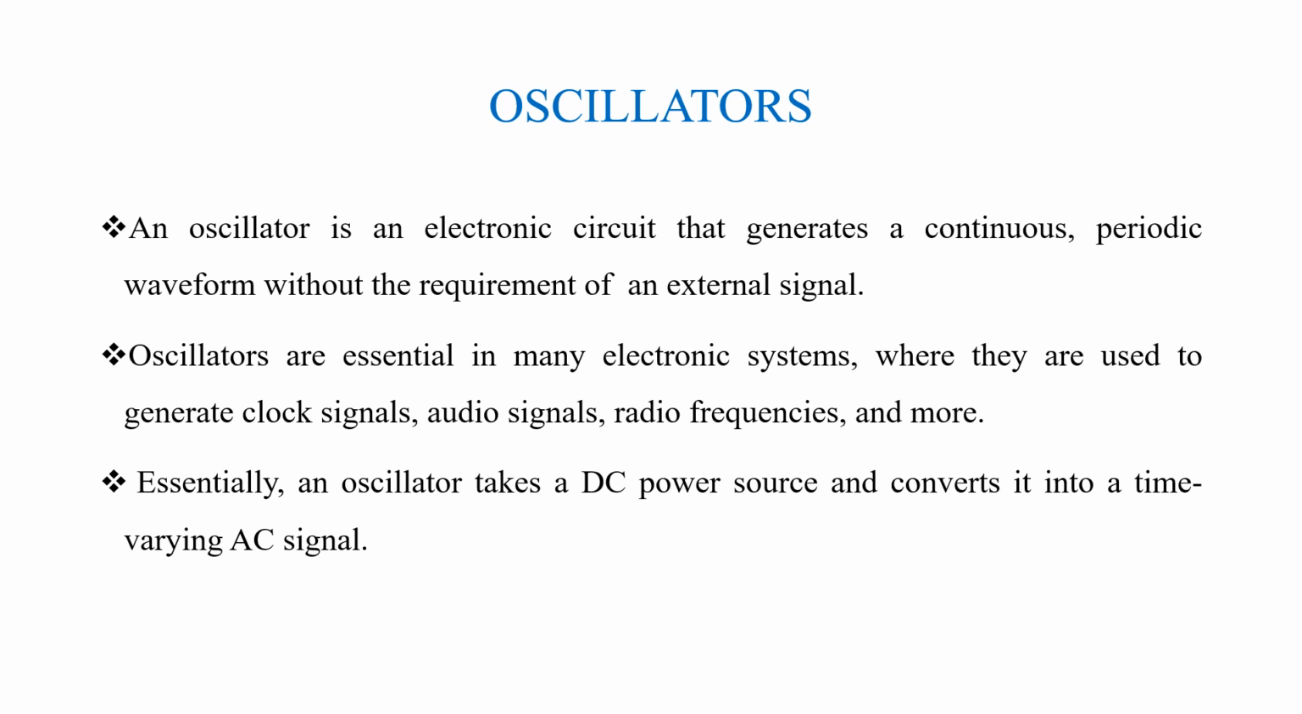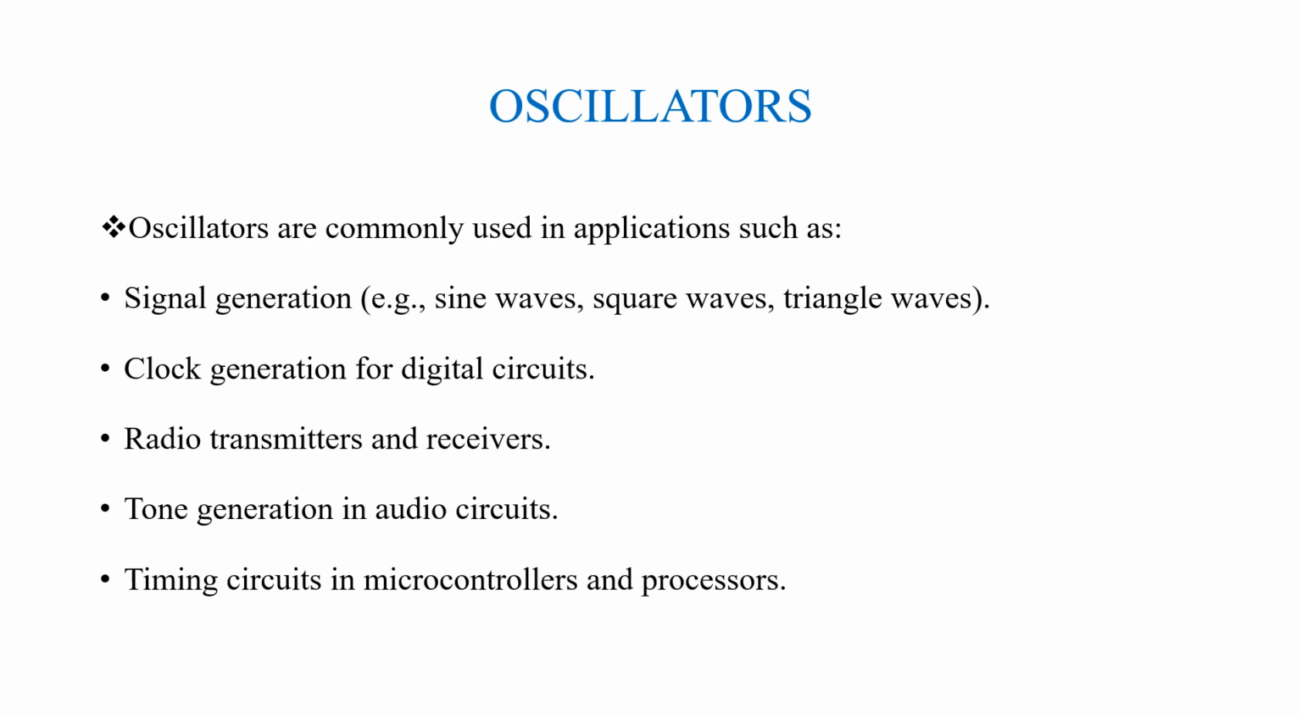An oscillator takes a DC power source and converts it into a time-varying AC signal. The main applications include signal generation, clock generation for digital circuits, radio transmitters and receivers, tone generation in audio circuits, and timing circuits in microprocessors and microcontrollers.